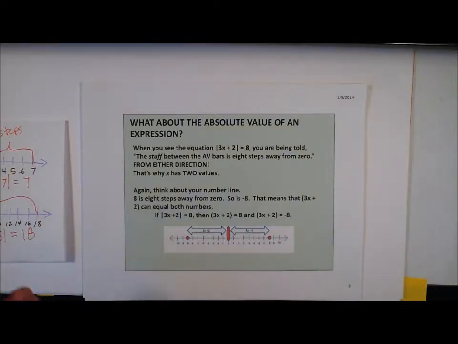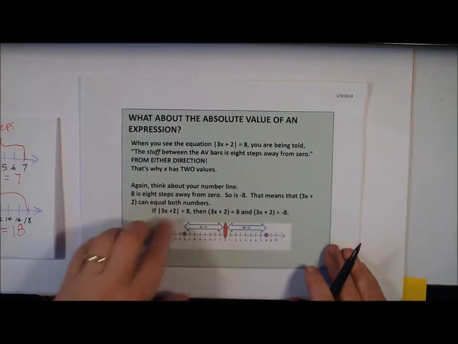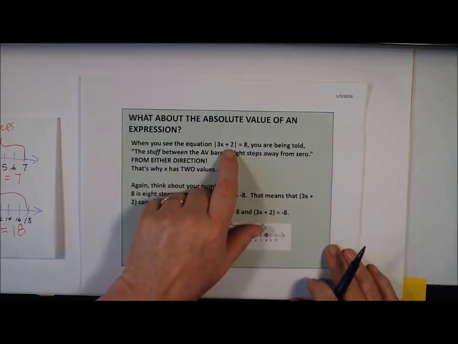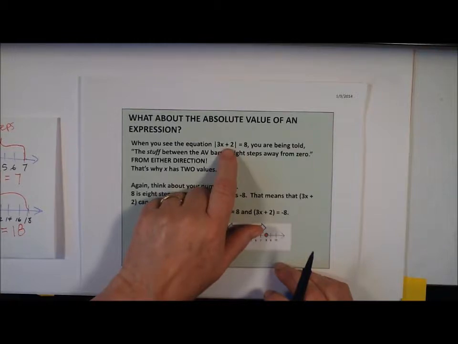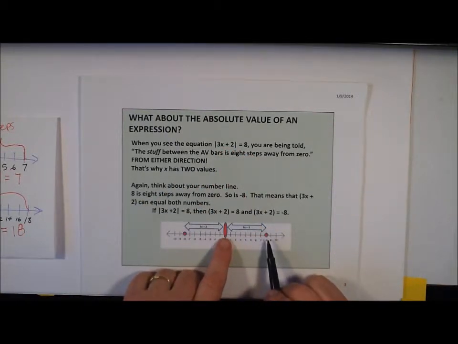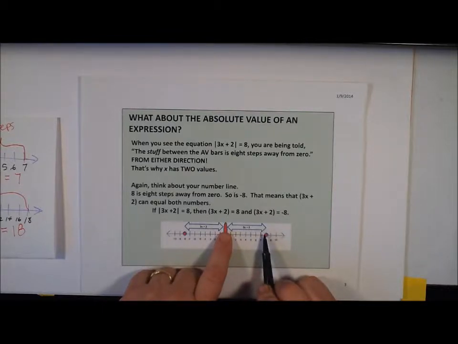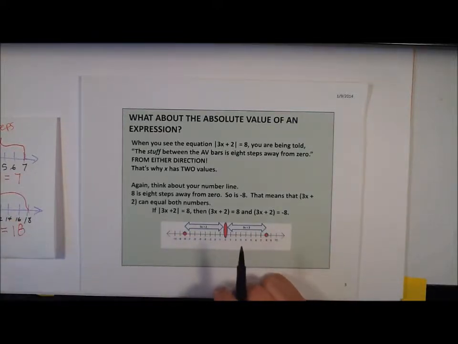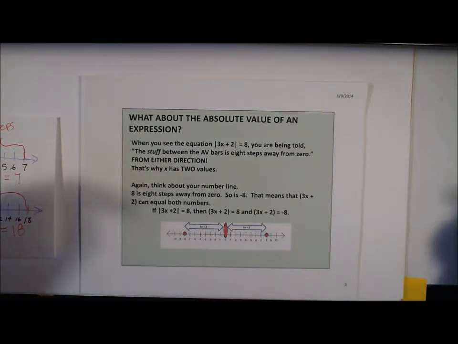So we've looked at a variable. What about the case where there's an absolute value expression? Here you're being told that the absolute value of 3x plus 2 equals 8. So you're being told, if you look down here on the number line, that from 8 to 0 is the equivalent of 3x plus 2. And that same thing is true from negative 8. So that means, again, there are two solutions for this absolute value. You're working at it from both directions.